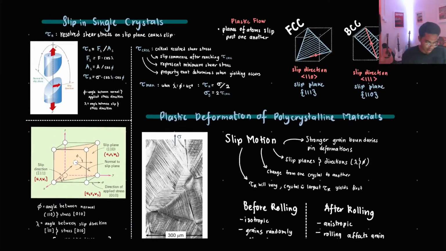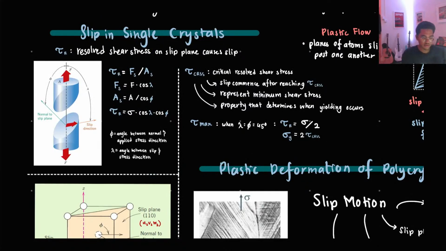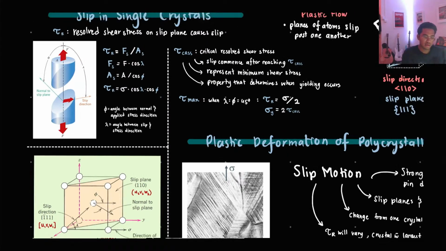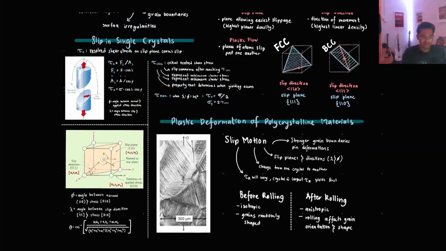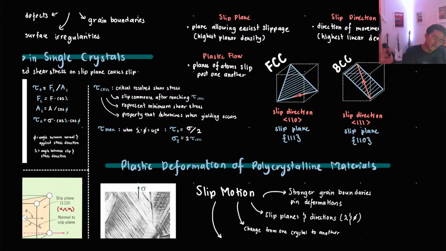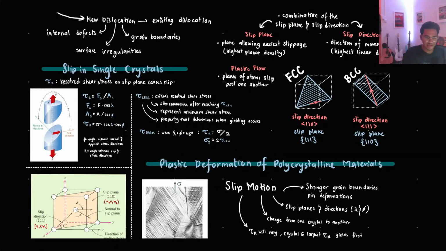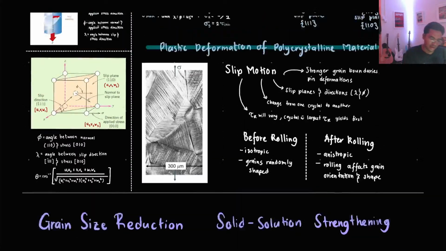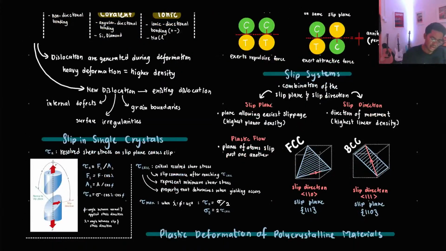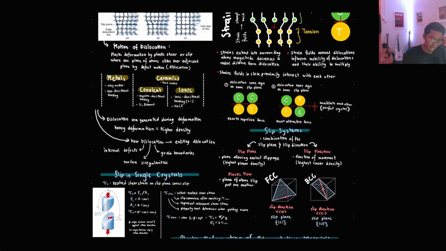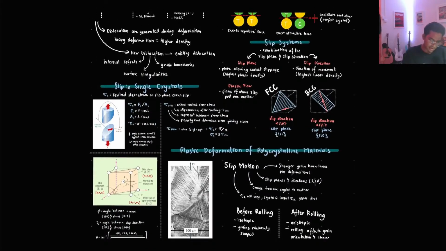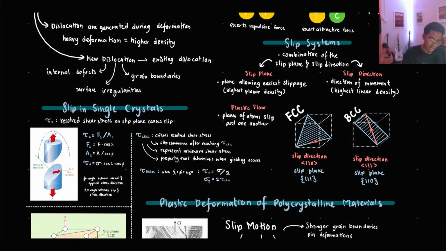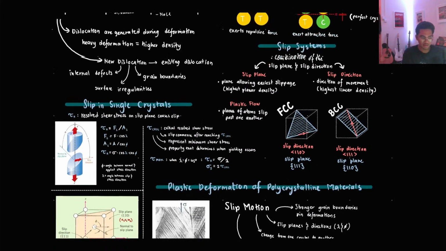This is the slip in single crystals. Is slipping important to understand? Slipping in general is important to understand, especially in the structure of FCC and BCC. But I will explain more in the next chapter, and you will see more clearly how BCC and FCC play a role in the materials. So slipping. Okay, so this is slip in single crystal, this is slip systems. Okay, so are there any more questions?